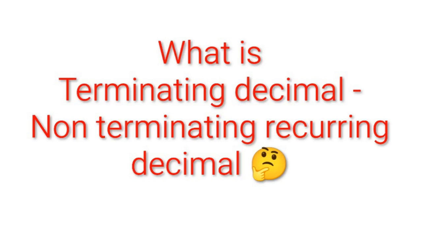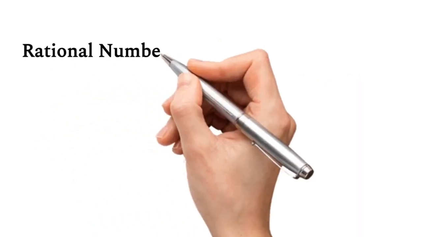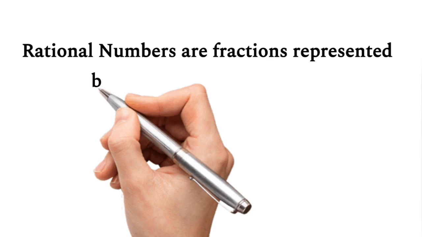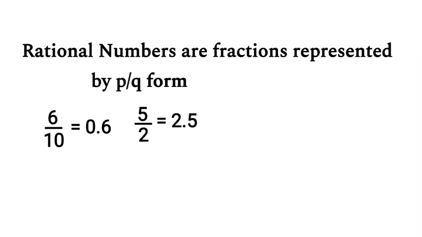Welcome back, learners. As we learned, rational numbers are fractions represented by the p by q form. We can calculate the fraction by dividing, and we end up with a decimal number. For example, 6 by 10 is 0.6. Then 5 by 2 is 2.5. Then 11 by 4 is 2.75. These are all examples of terminating decimal numbers.